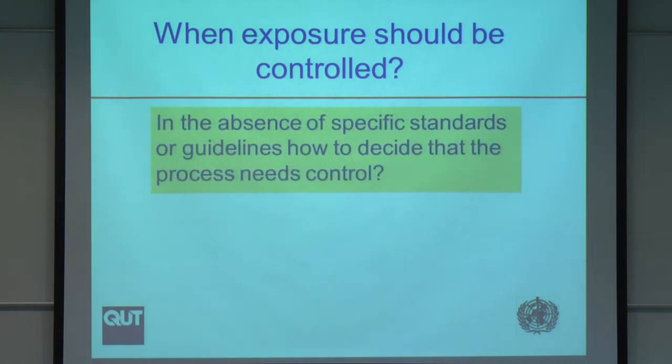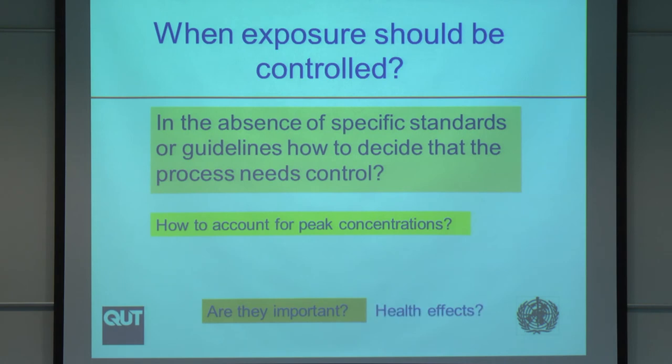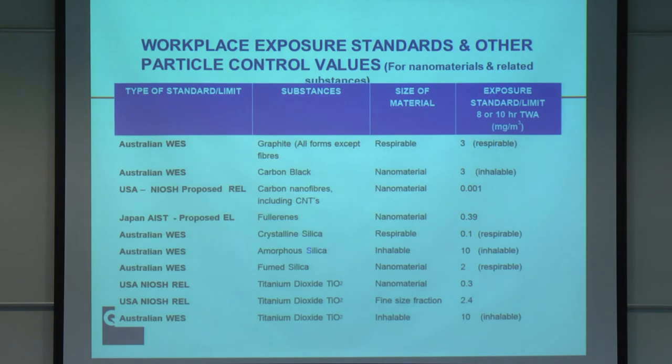When should exposure be controlled? And this is always a huge question, which in a way goes outside of much of what we do here, I mean, we scientists. Exposure control is usually the responsibility of somebody else, not us. But then the questions are asked of us: in the absence of specific standards or guidelines, how to decide what processes need control, how to account for peak concentrations, are they important in relation to health? Now, this is a whole jungle from which there isn't really an easy way out.